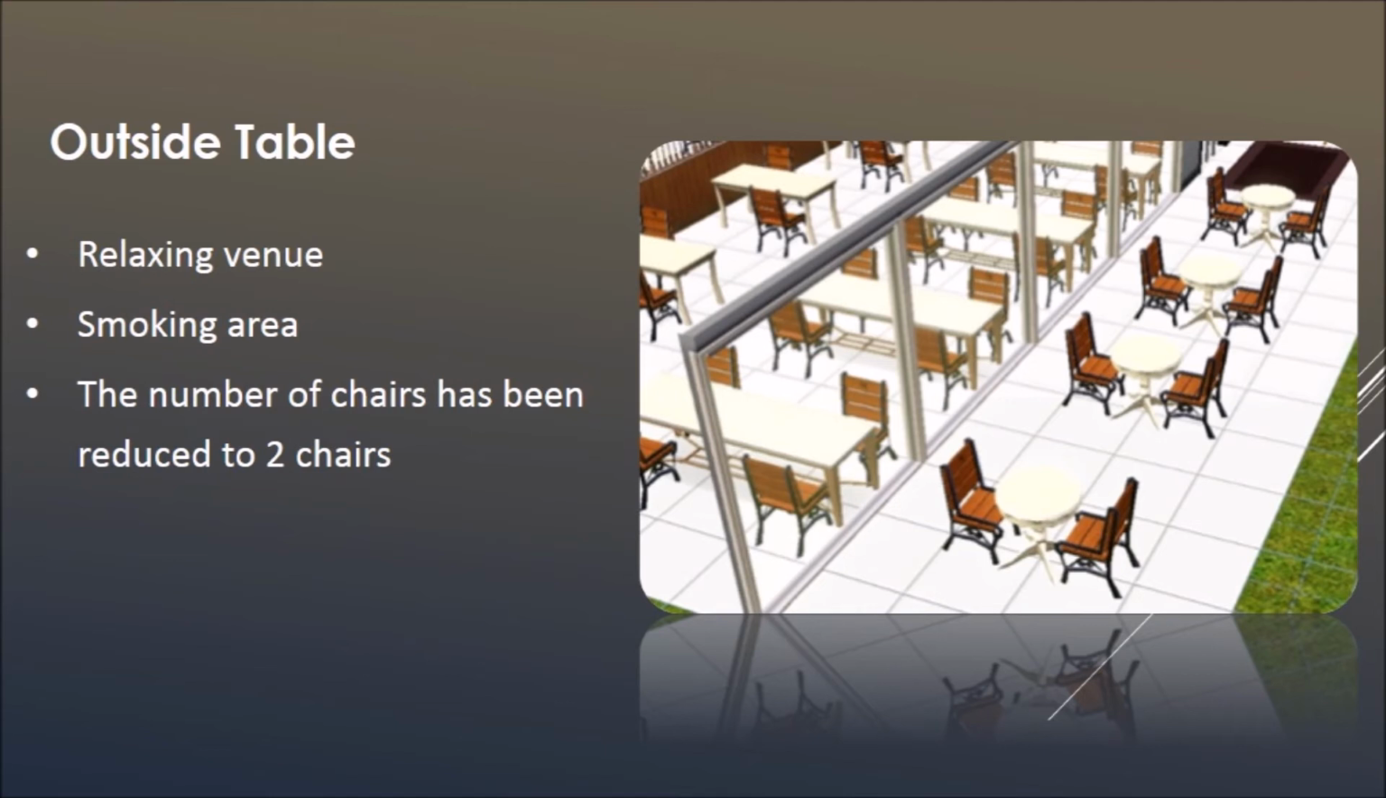In addition, it also provides a smoking area for customers and guarantees that the indoor air is constantly kept at a clean and safe level. Due to the standard operating procedure, SOP, the number of chairs has been reduced to 2 chairs in order to reduce the number of people outside the premises.